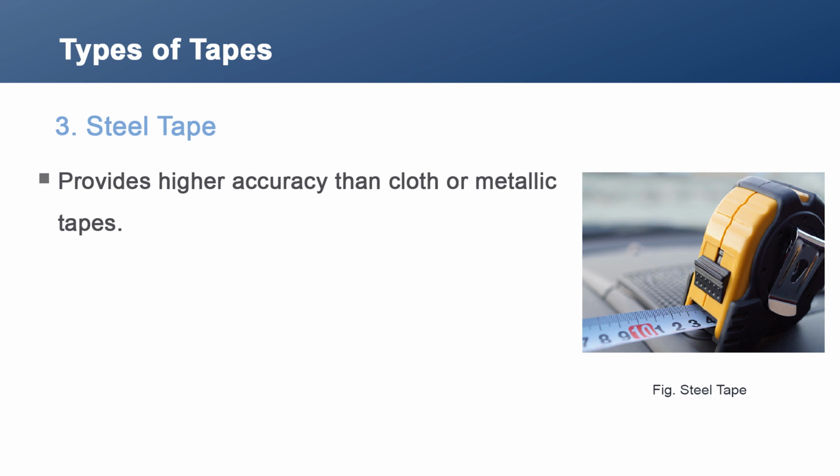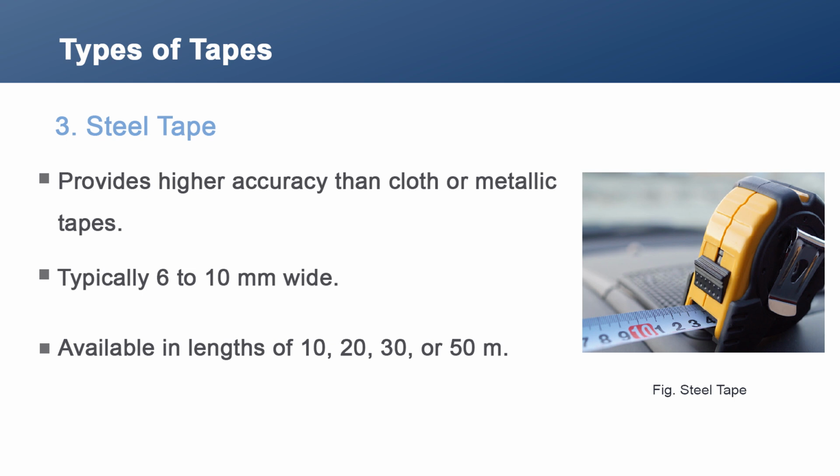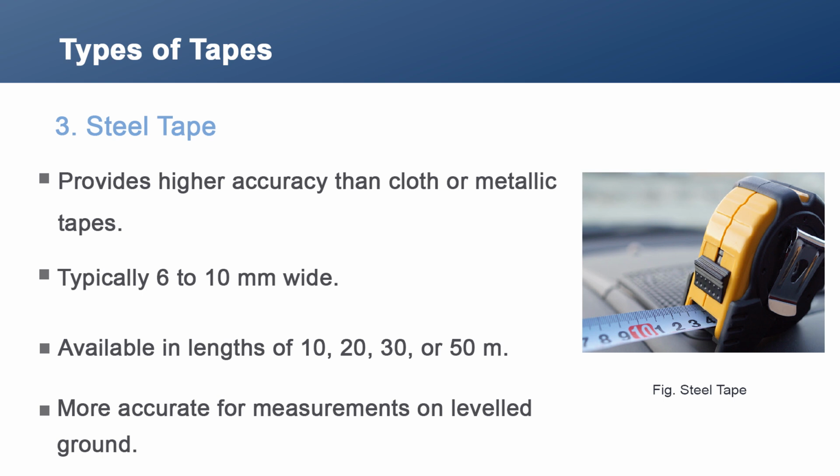The steel tapes offer higher accuracy than cloth or metallic tapes. They are light strips 6 to 10 millimeter wide with precise graduations. They usually come in lengths of 10, 20, 30 or 50 meter and have a brass ring at the end. Let us say you are measuring out the foundation for your playground.